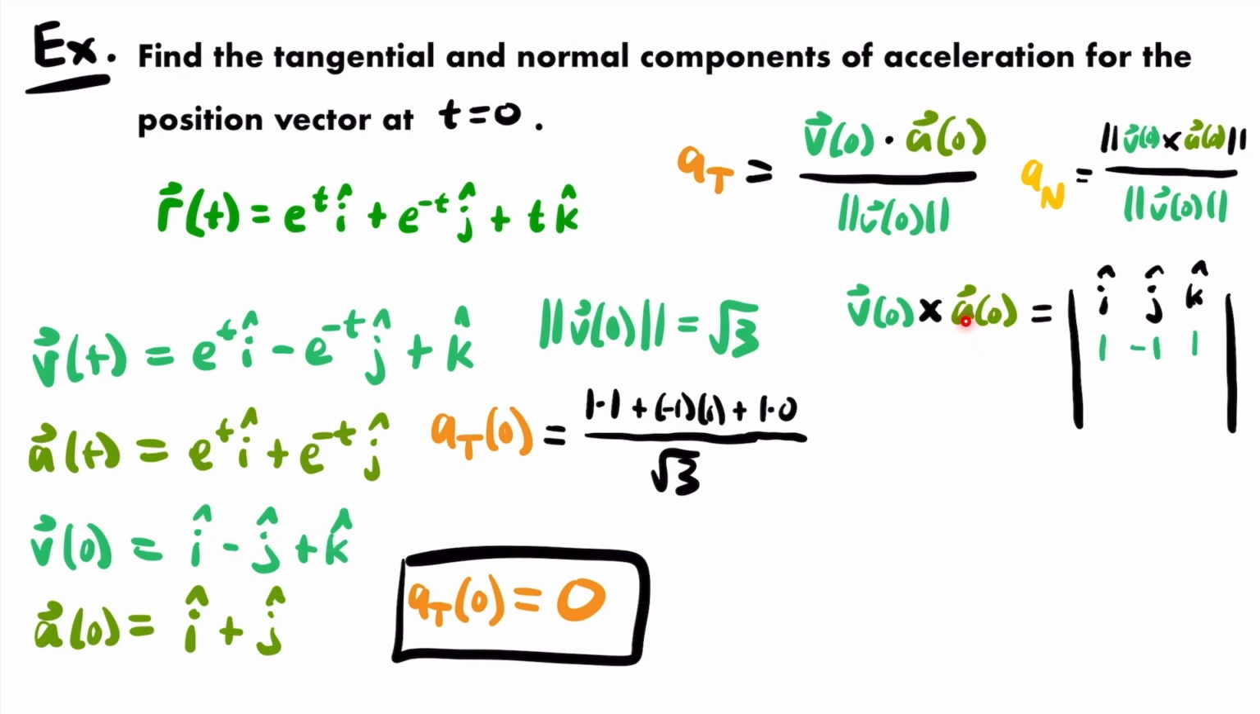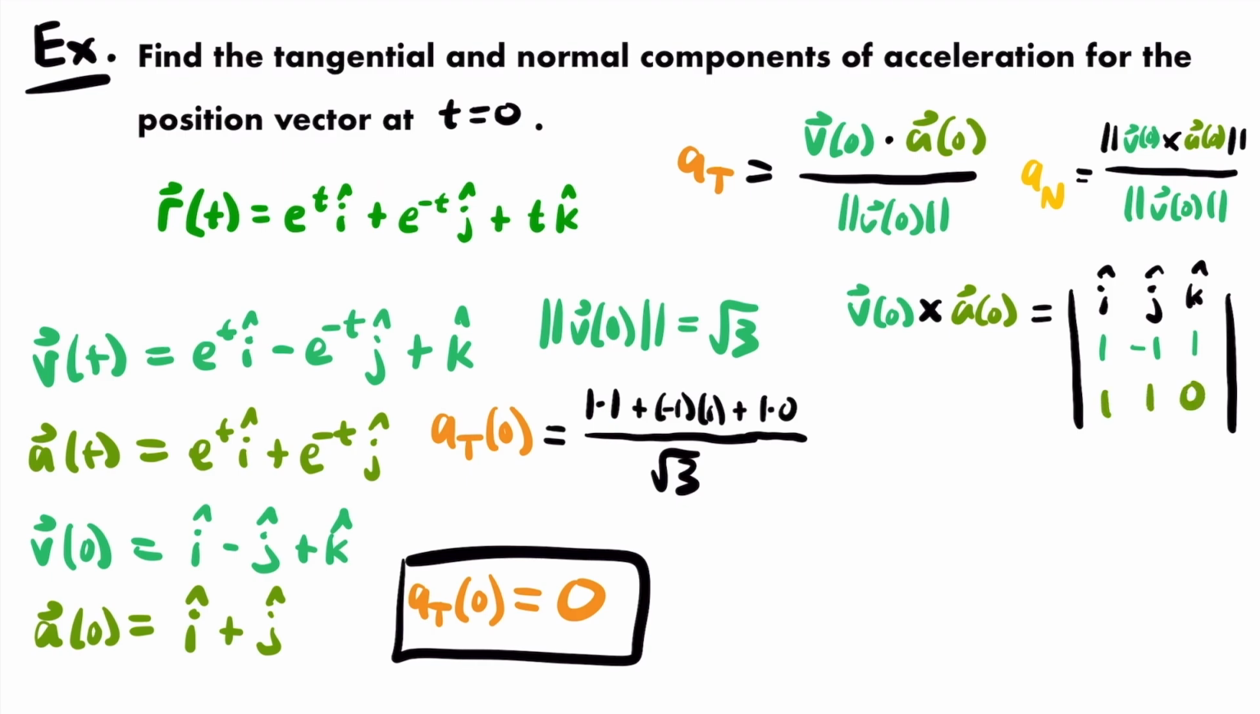And then the components of the acceleration vector, and by the way, both of those we are looking at evaluated at 0, not the general vectors, but a of 0 has components of 1, 1, and then 0 for the k term, or the z component. So we have 1, 1, 0.